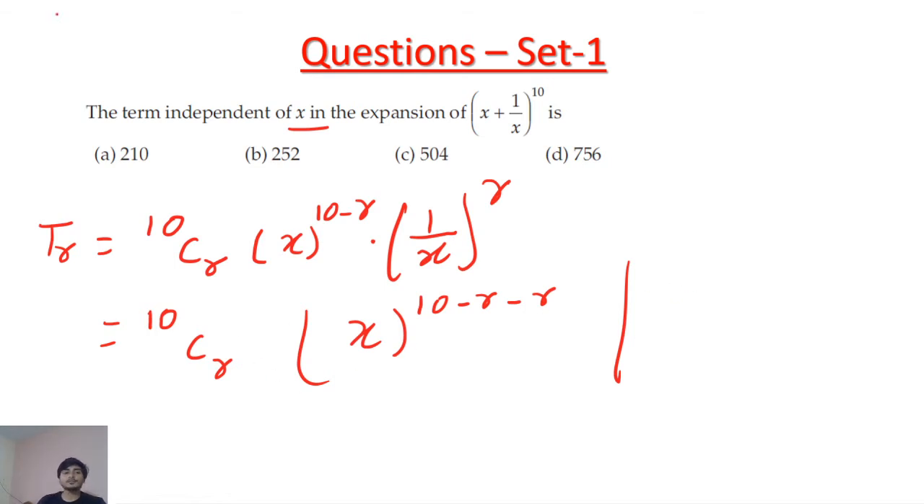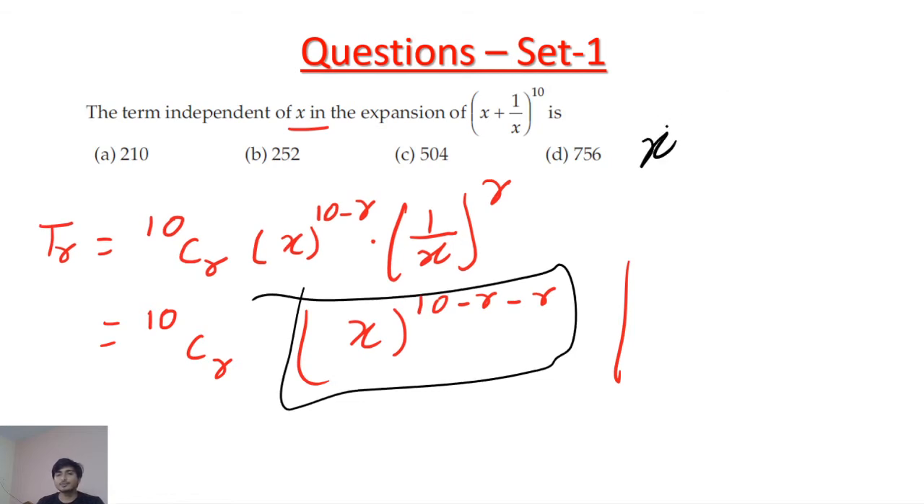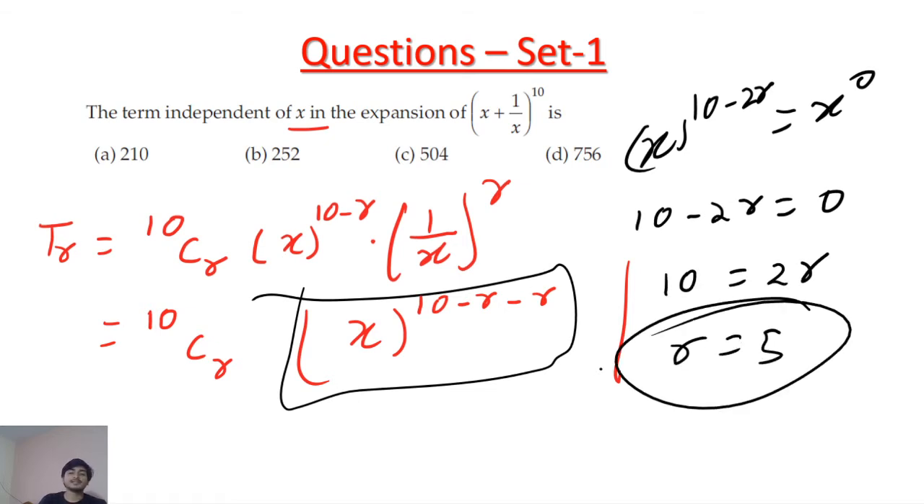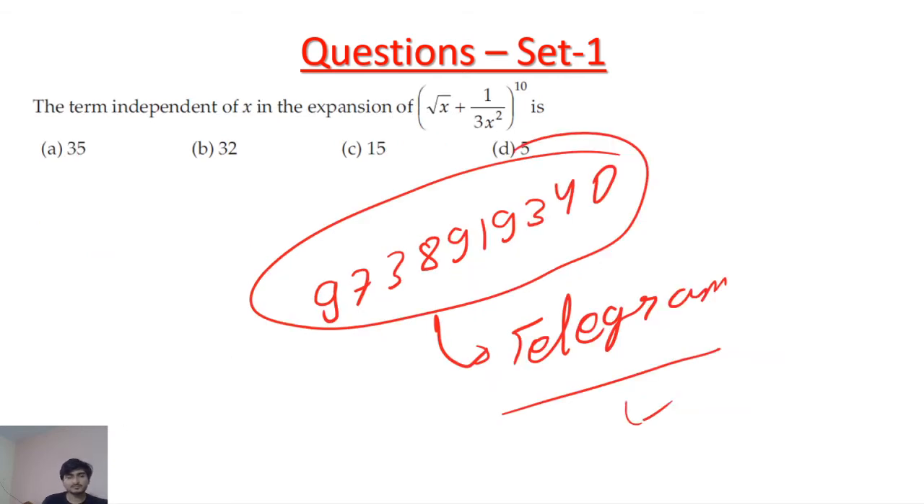So this will become how much? We need to make sure that this value should be equal to x to power 0, right? So x to power 10 minus 2r should be equal to x to power 0. So 10 minus 2r should be equal to 0. So 10 should be equal to 2r. So r should be equal to 5, right? Now you can put this value in this 10C5. You can find the value. You can find it, Shreya and Rachit. You can find it, right?